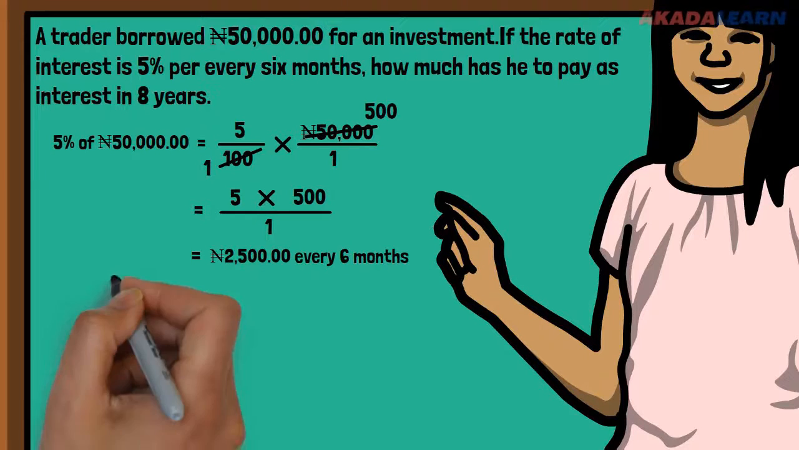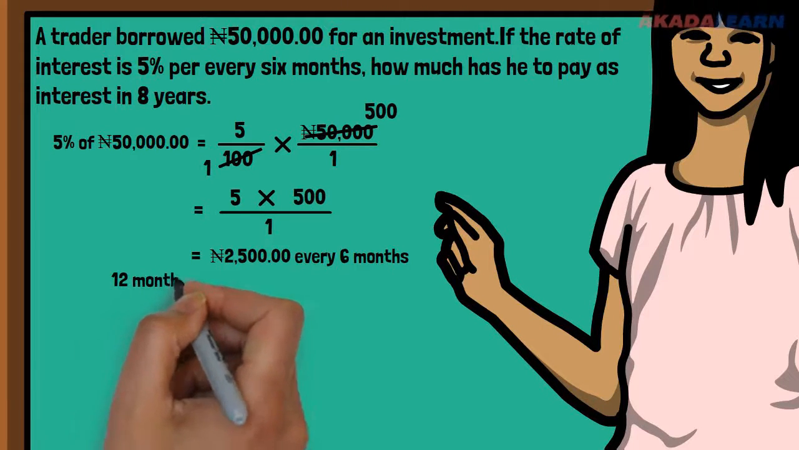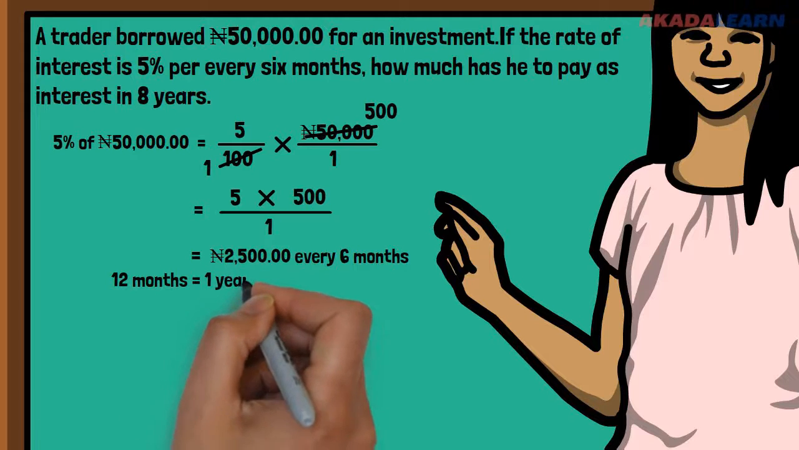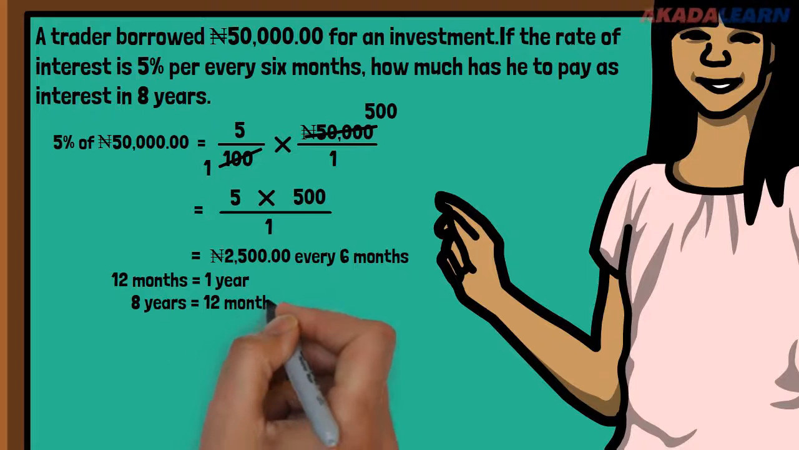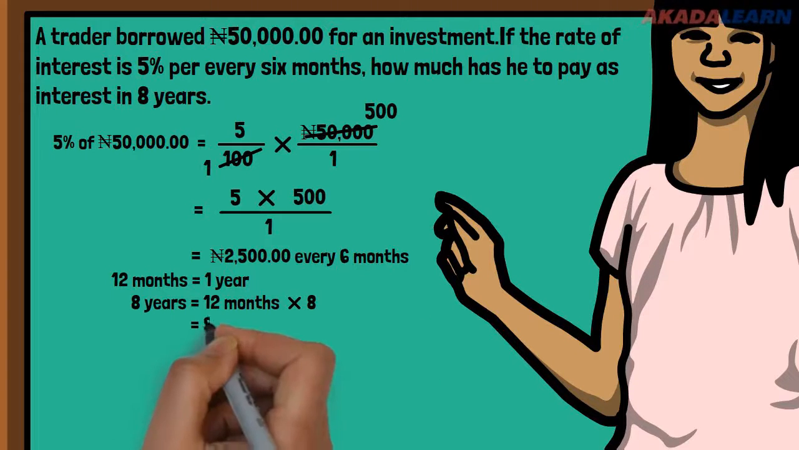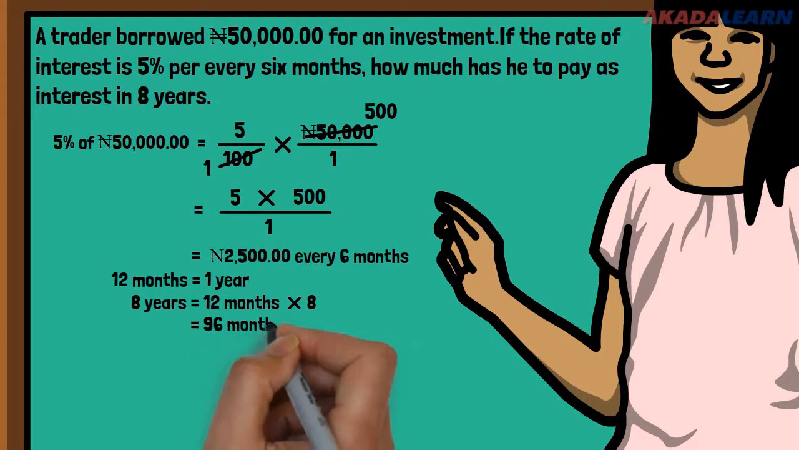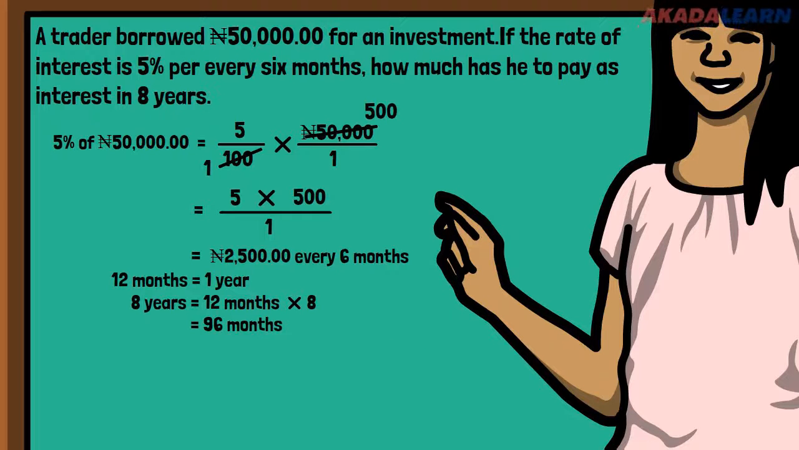So for 8 years, let's first calculate for 1 year. That's 12 months, which equals 1 year. So 8 years is equal to 12 months times 8, which is equal to 96 months. So therefore, 96 over 6, we find 6 divided by 6, 1, 96 divided by 6, and that will give us 16. So we know that's 16 times.